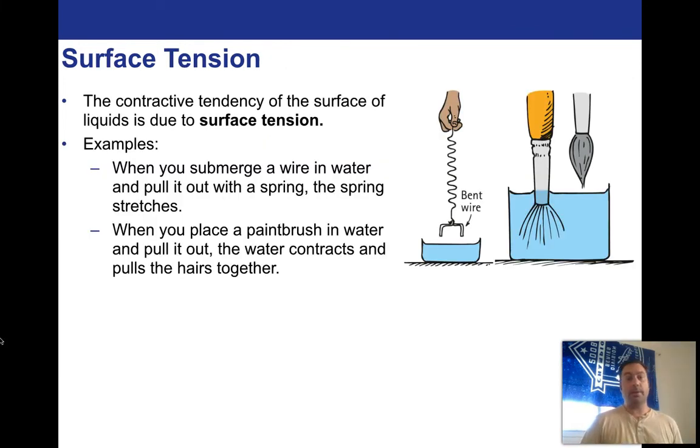So another feature we need to talk about is surface tension. And we've all observed surface tension. The contractive tendency of the surface of liquids is due to surface tension. All right, so there are examples that we can see. The one with the spring is actually out of a textbook that I use frequently. But the best example is actually the paintbrush or just a regular water brush. When you put it into water, it spreads the bristles out. And then when you pull it back out of the water, it all pulls back in. The reason why it pulls back in is because water sticks to itself. That's basically what surface tension is. It's the tendency of water molecules, because they're polar, to stick to one another.